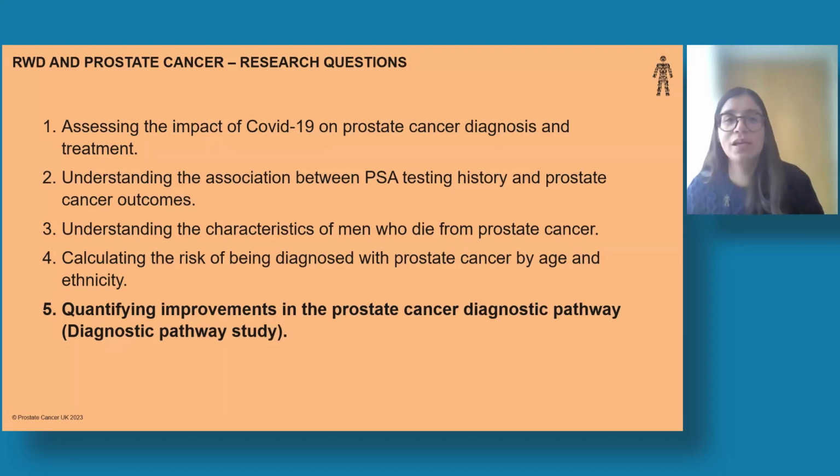So we are recalculating the risk of being diagnosed and dying, but this time we're hoping to do it by age and ethnicity. And finally, we have also quantified improvements in the prostate cancer diagnostic pathway, which helped us identify that the prostate cancer pathway has become safer and more accurate since the introduction of the NPMRI.